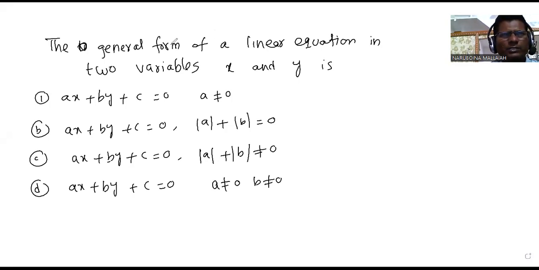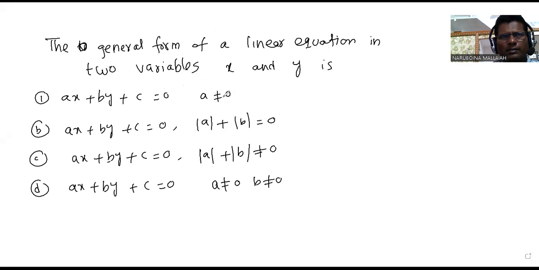The general form of a linear equation in two variables x and y is... This is one of the standard questions from this chapter, very, very important for your exam. ax + by + c = 0. This is the standard form of a linear equation. But here the condition given is a is not equal to 0.